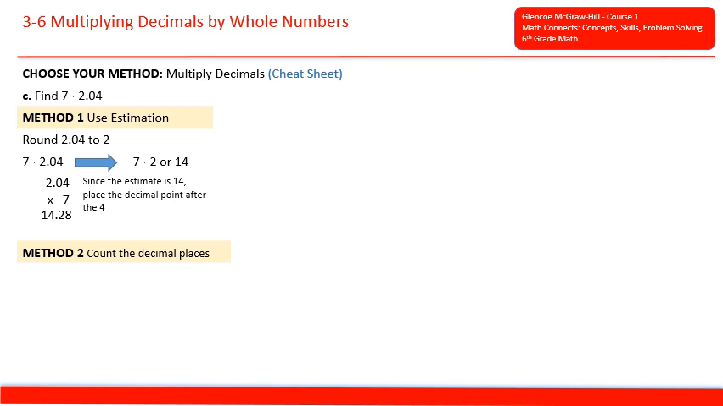Then count the decimal places. Method 2, 2.04 times 7 equals 14.28, and we place the decimal point with 2 decimal places because there were 2 decimal places in the problem, so there are 2 in the product, or the answer.